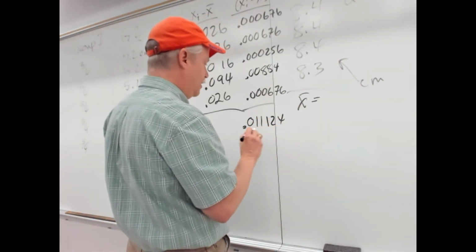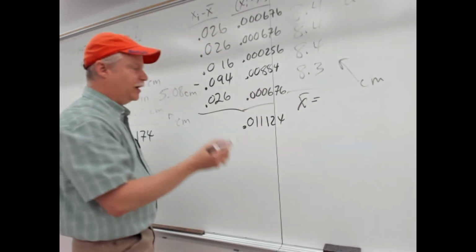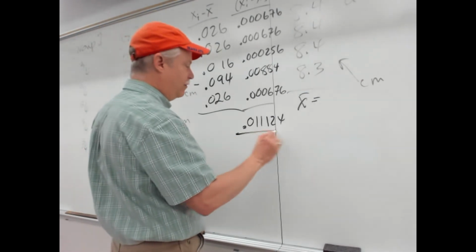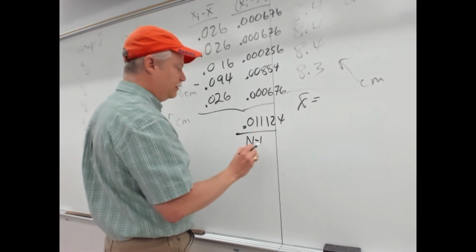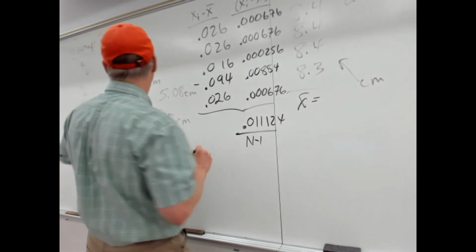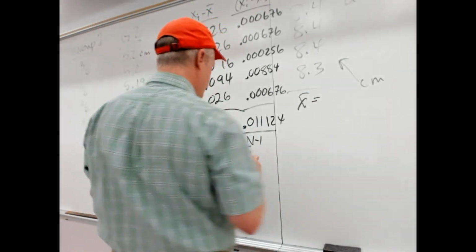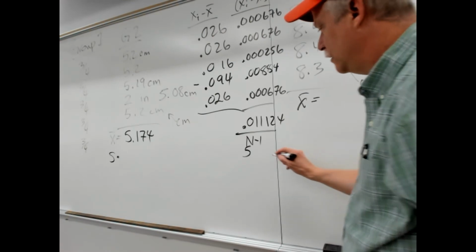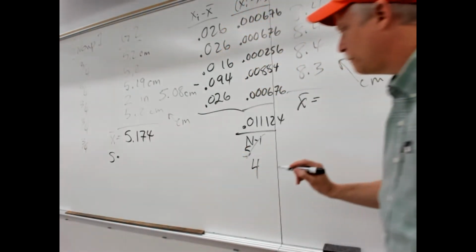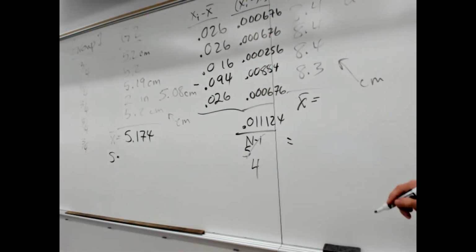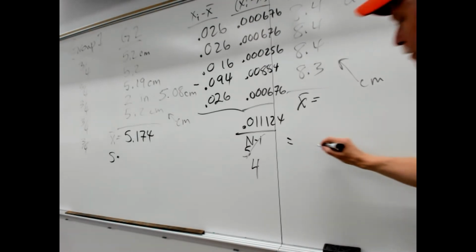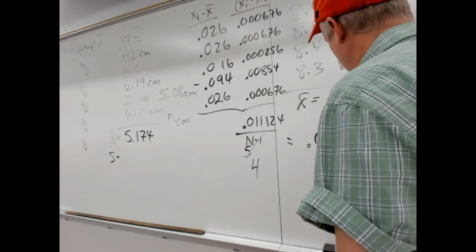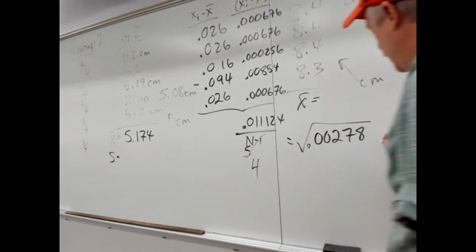124. Okay. And so that's the sum of the squares of the differences. And then we're going to take that and divide by n minus 1. So this is 5 measurements. We're going to divide that by 4. Okay, so divide by 4. 0.002781. Yeah, 2781. Okay, and then we're going to take the square root of that.